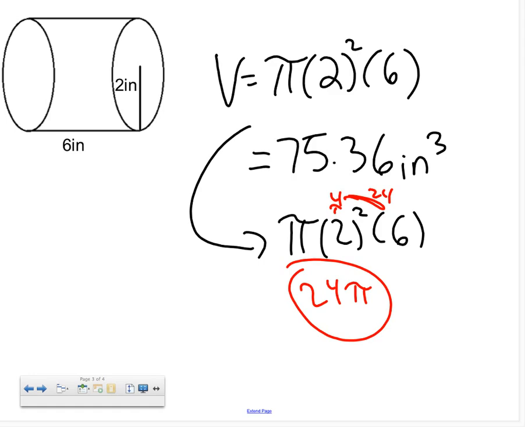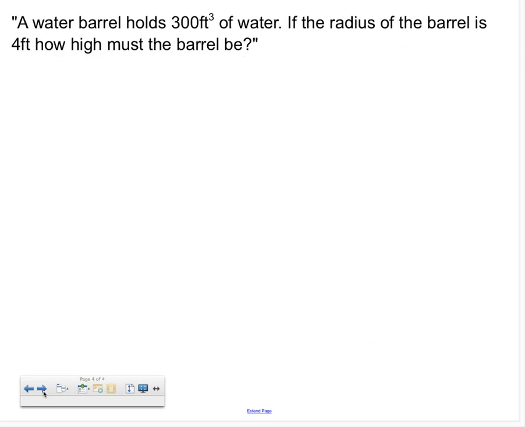And lastly, let's look at a word problem here. Just make sure we fully understand this. So a water barrel holds 300 cubic feet of water. If the radius is 4 feet, how high must the barrel be? So this is actually asking us to do it in reverse.